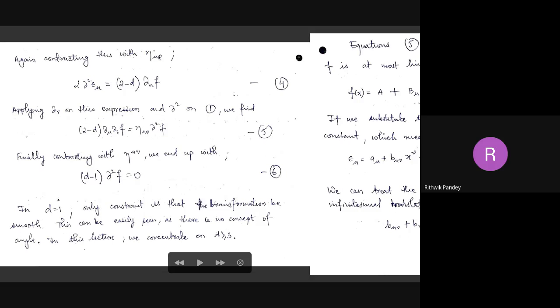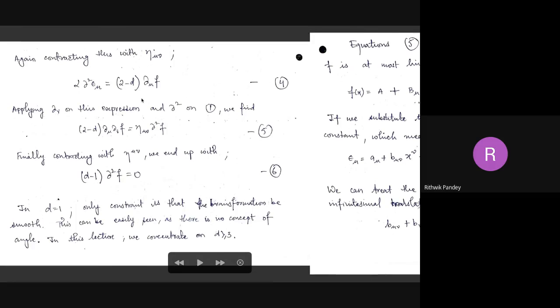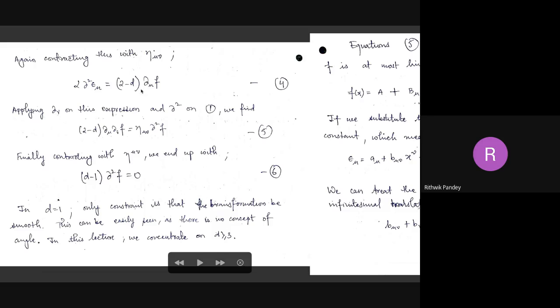So again, we contract the previous equation with its g mu nu, and we end up with 2 del square epsilon mu is equal to 2 minus d del mu f. So this is another equation, and we can get two more equations out of this. We can apply del mu on this expression and del square on the first equation to get this relation. And finally, we can contract this equation with eta mu nu to get the last equation.